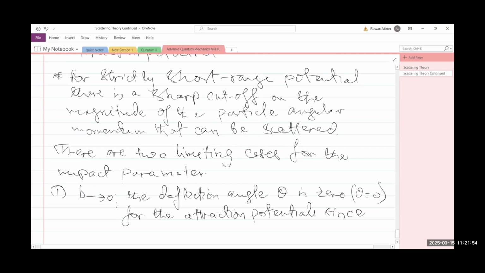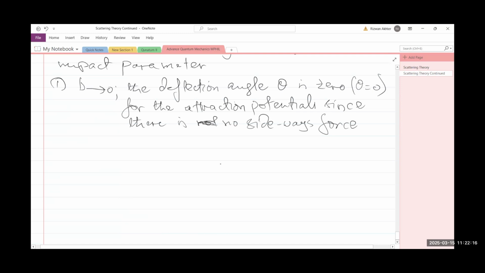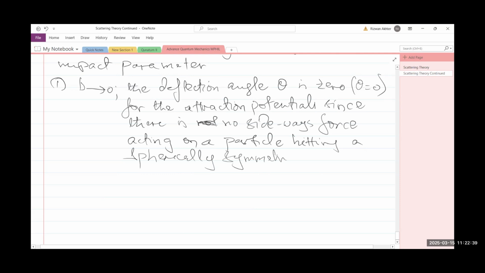Since there is no sideways force acting on a particle hitting a spherically symmetric potential in a head-on manner. So this is the first case.